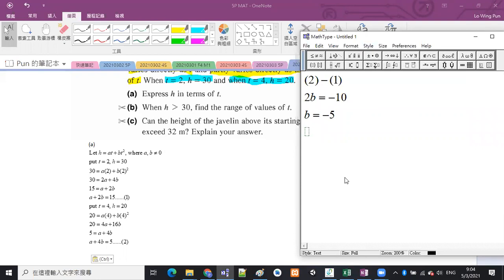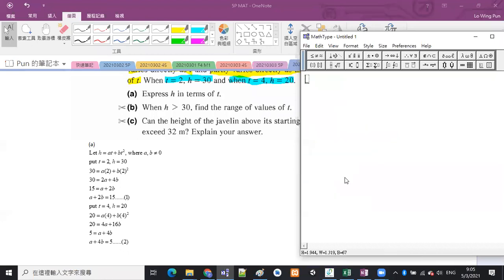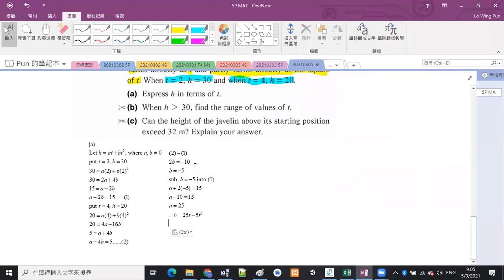And you have found the value of b, so we can substitute the value of b into equation 1. Okay, so we have a plus 2 times negative 5 equals 15. a minus 10 equals 15, which means that a should be 25. Okay, and then we just write down the complete information of the equation. Therefore, h is equal to at, that is 25t, plus bt squared becomes minus 5t squared. Okay, and that is the answer of part A. Can you get this?